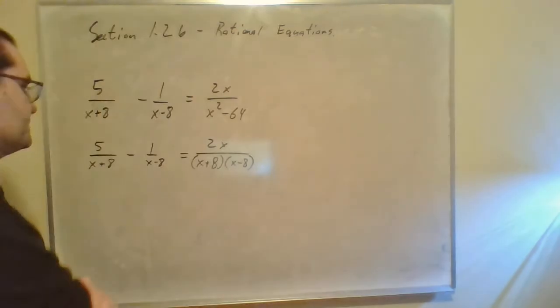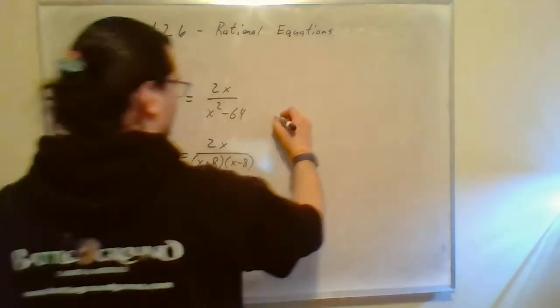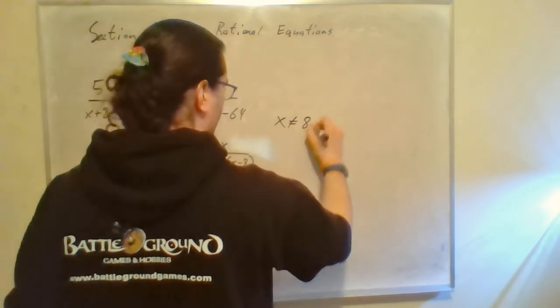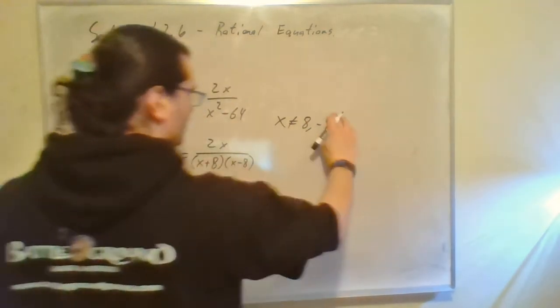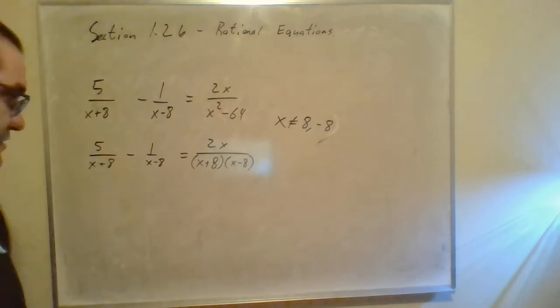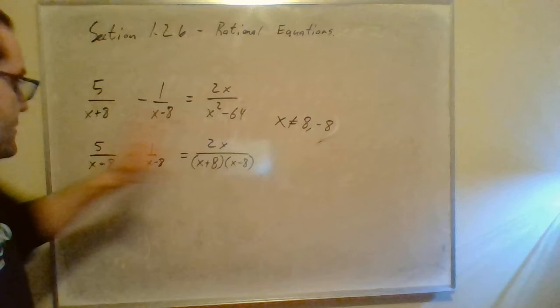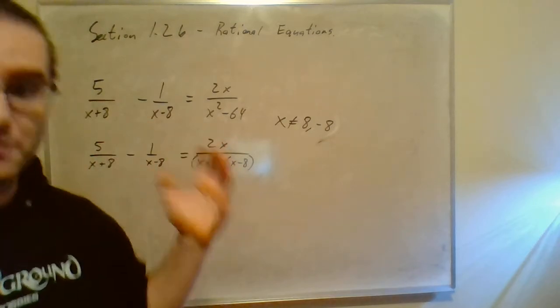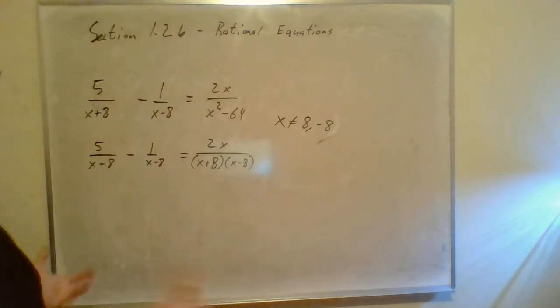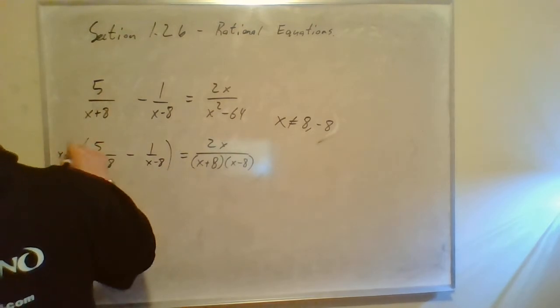So that's nice. Now that I have all of the pieces laid out, I'm going to do my domain restrictions. X can't be 8 or negative 8. This one has 2 domain restrictions. So I have my domain restrictions, I have everything factored. I'm going to start multiplying by denominators until the denominators all go away. I'm going to start with x plus 8.